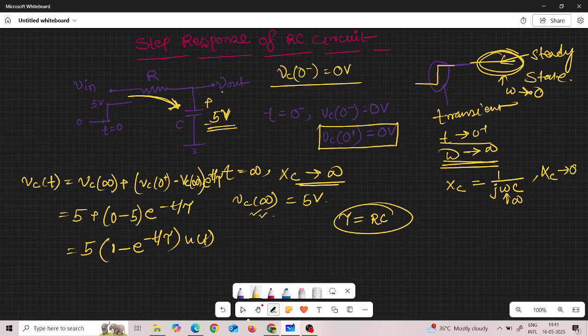Now what will be the equation of the current? Initially, what is the value of the current? At t is equal to 0 plus, the capacitor behaves like a short circuit, so the potential across it is 0 volt. So Ic at 0 plus, the initial value of the current, is 5 by R. At steady state the capacitor is charged to 5 volt and the input is also 5 volt. So how much is the total current? 0 ampere.